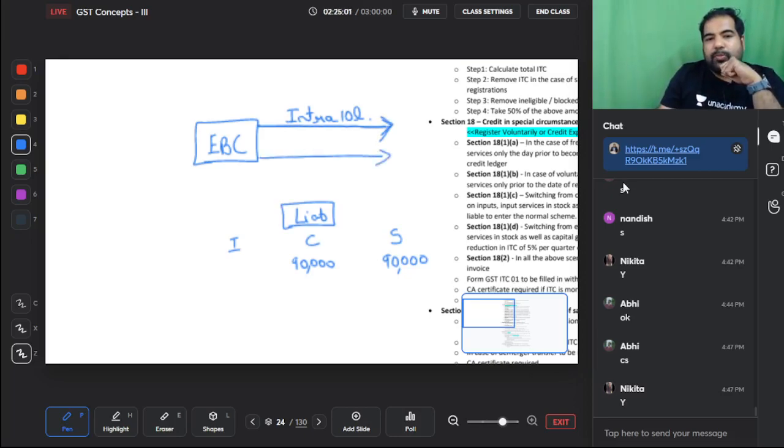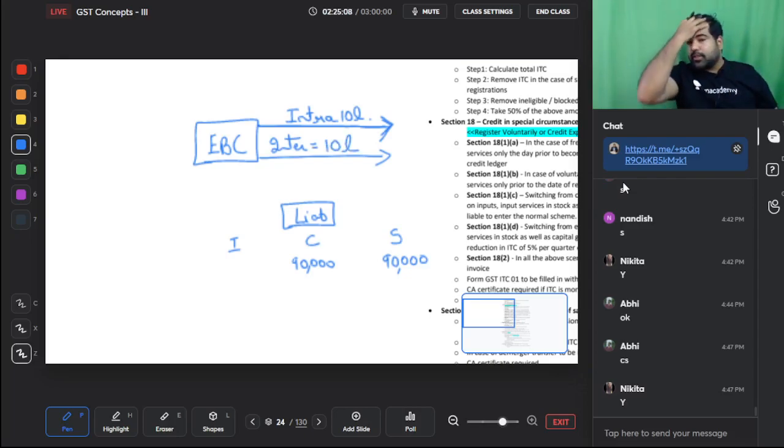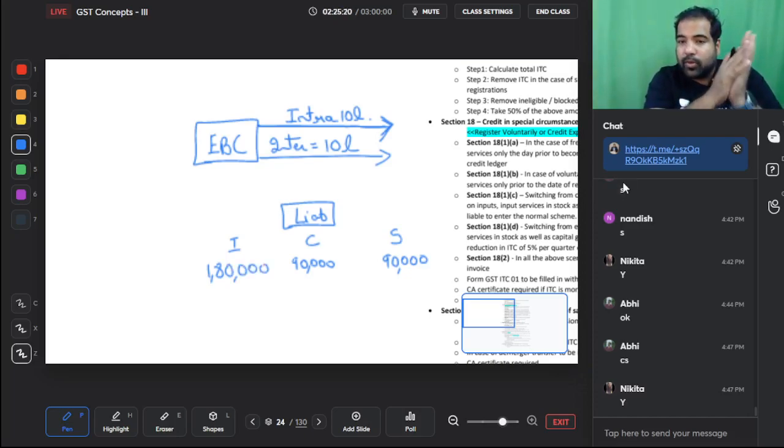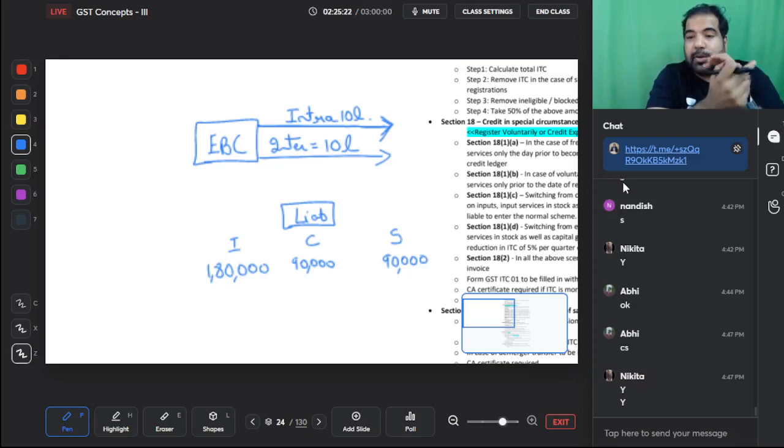And let's say they have also made an interstate supply of 10 lakh. On interstate, what GST will apply? IGST. Let's say the rate is still 18%, so this is 1,80,000. Is this your liability? Yes, this is your liability. Pay close attention to this concept. Very simple but very valuable in the exam.